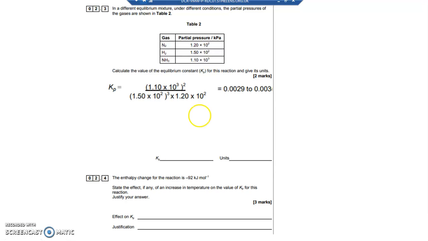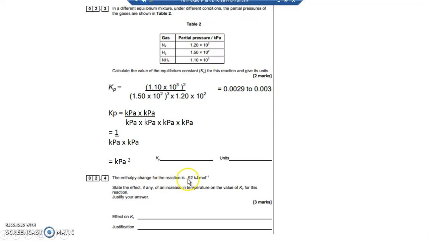Calculate the units. Well, on the top I've got kilopascals multiplied by kilopascals, and on the bottom I've got kilopascals multiplied by kilopascals multiplied by kilopascals, 3 of them, and another kilopascals on the bottom. So I've got 2 kilopascals on the top, 1, 2, 3 kilopascals on the bottom, and another one, a fourth one. So 2 of those cancel, so I've got 1 on the top and kilopascals on the bottom. That's kilopascals squared, 1 divided by kilopascals squared, or you could say kilopascals to the minus 2.